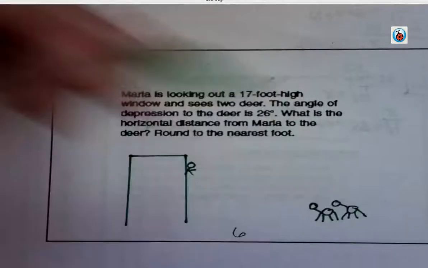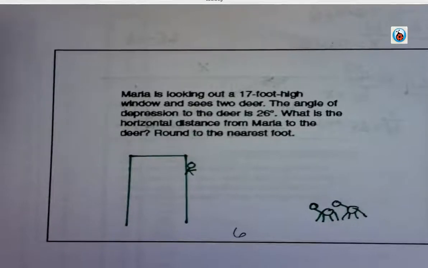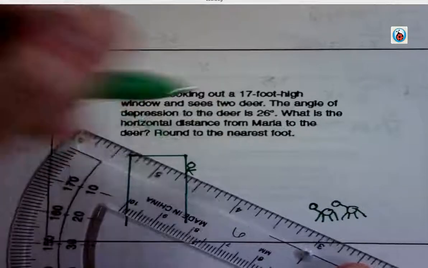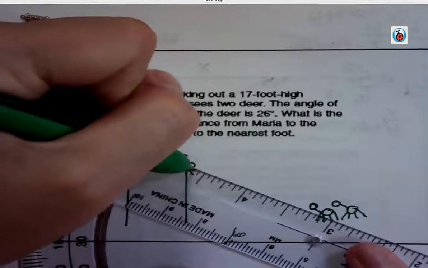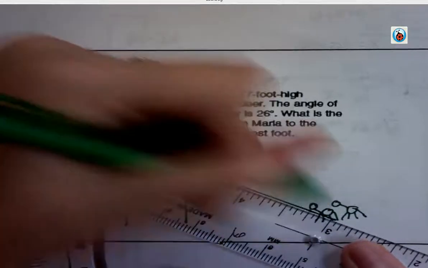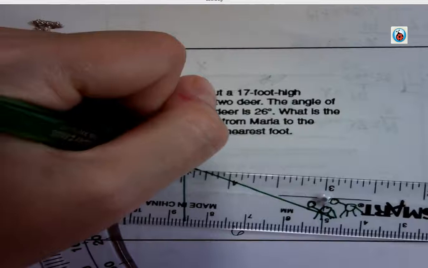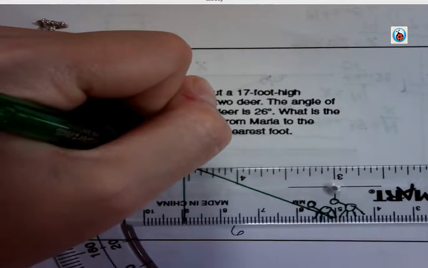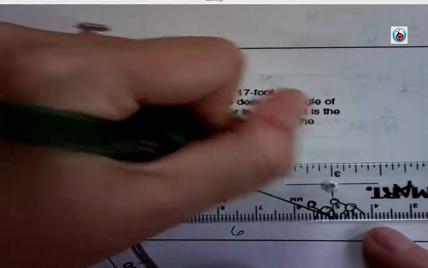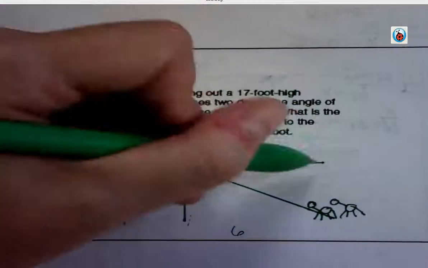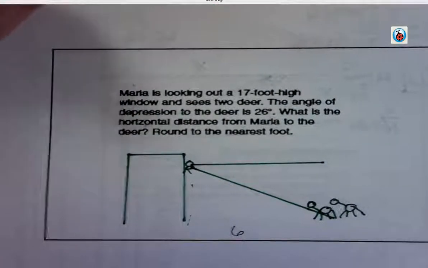There's my deer. That's as good as it gets. Alright. She sees 2 deer. So I'm going to draw a line from Maria to the deer. And then it's very important that you have a horizontal line. Have to have a horizontal line for this to work. Alright. And we want an angle of depression.